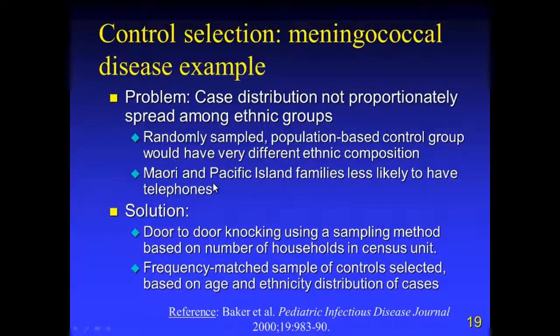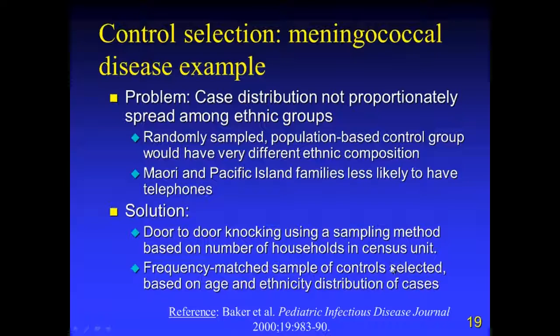But a second problem was that the Maori and Pacific Island families were somewhat less likely to have a telephone. So if we were to recruit controls by telephone, that could have potentially exaggerated that problem. We would have ended up with an even higher proportion of control children from the others group. So the solution that was implemented after a lot of discussion was to use door-to-door sampling, door-to-door knocking, and a sampling method based on the number of households and the ethnic distribution across census units.